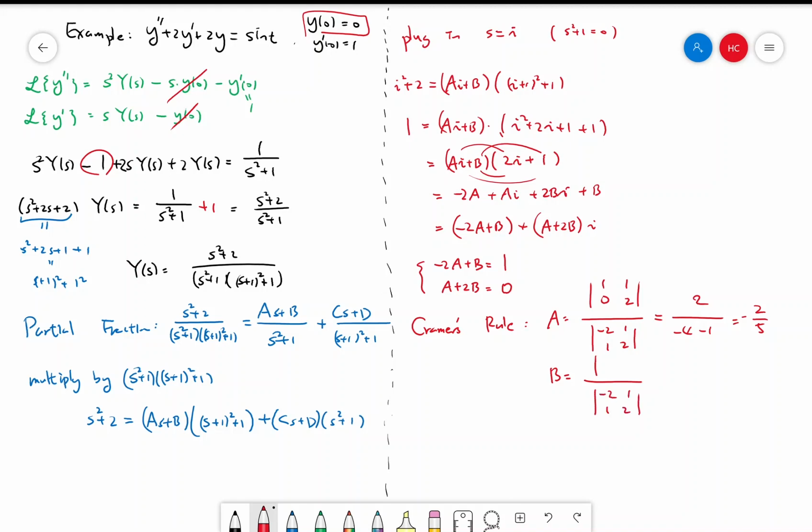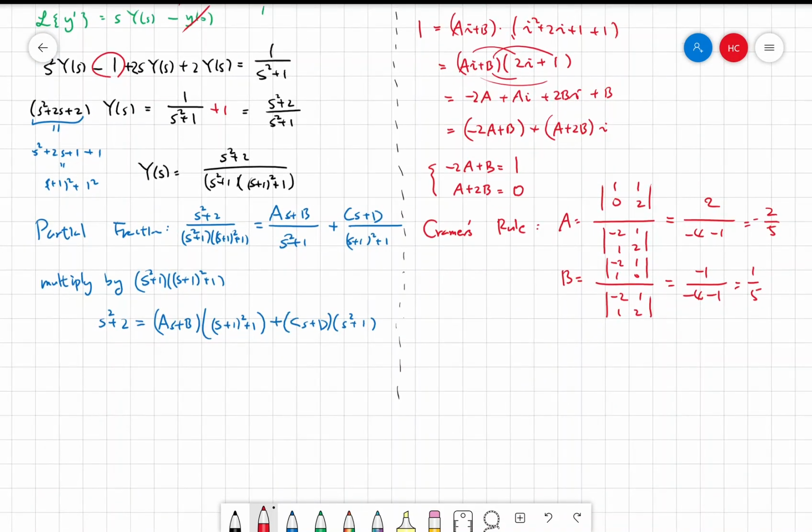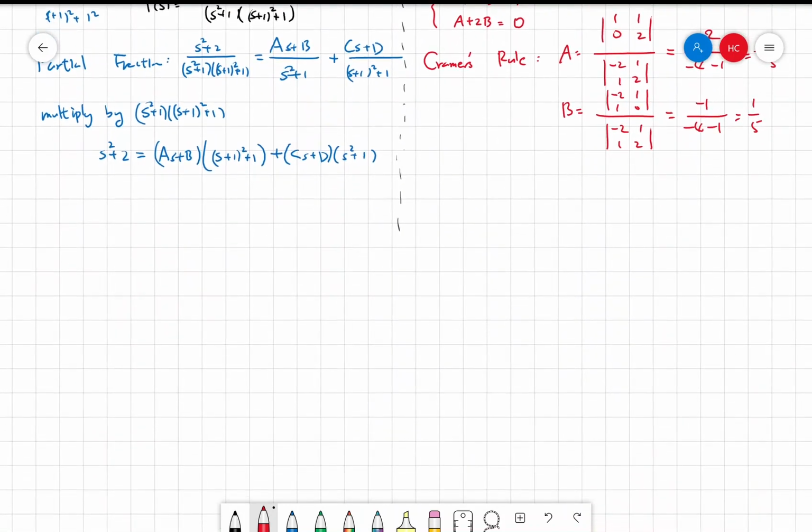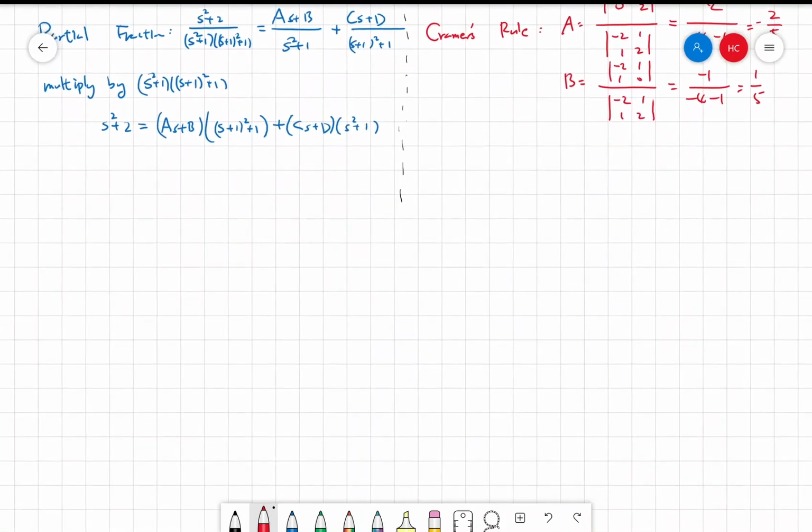The numerator, you replace the second column by the constant term. So this is equal to negative 1 over negative 5, which is positive 1/5. Okay, so that's for a and b. And we're going to do the same thing for c and d. So let's shift the board down so we can keep doing this. Let's keep the partial fractions.